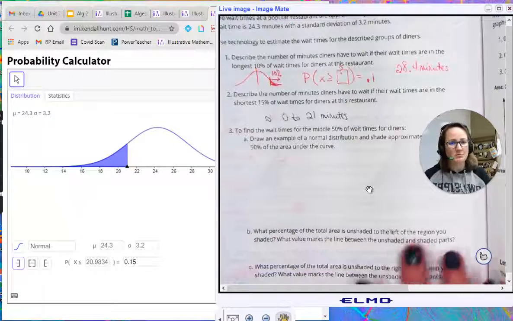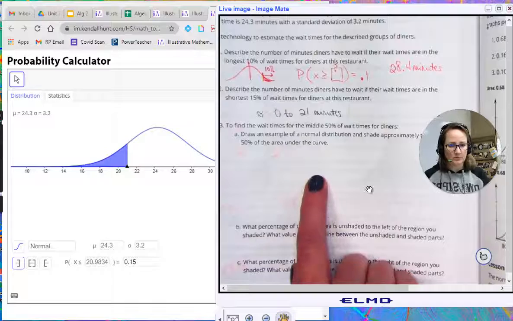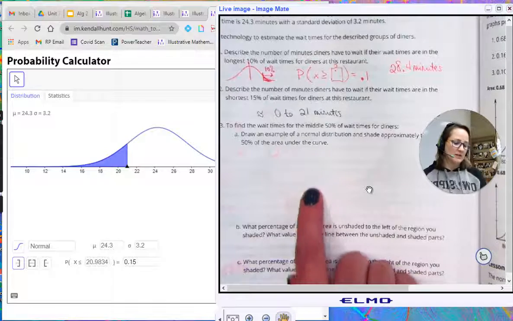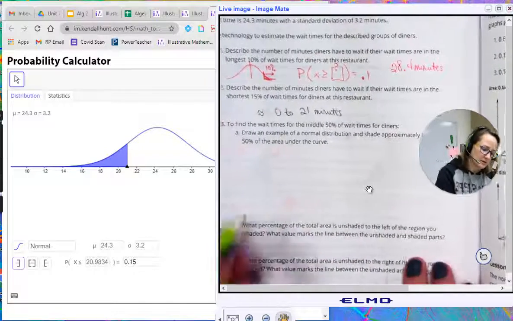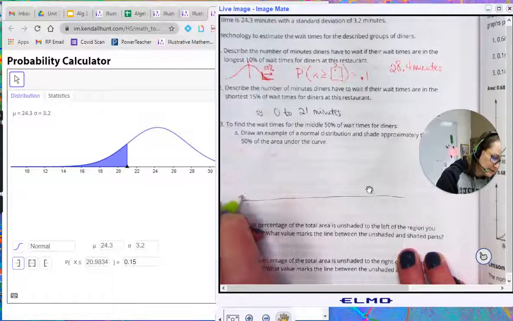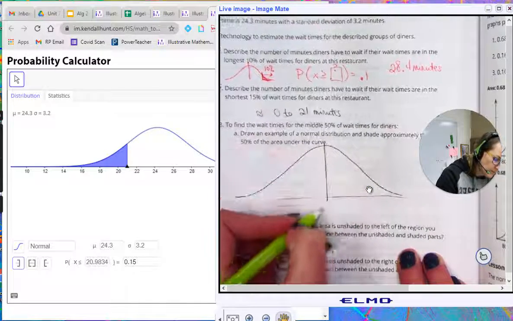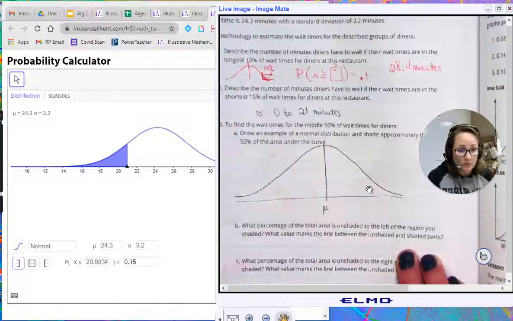To find the wait times for the middle 50% of wait times of diners, draw an example of a normal distribution curve. Shade approximately the middle 50% under the curve. All right, so we're going back to what we had in lesson 6. Draw your curve. Drop your mean right in the middle.